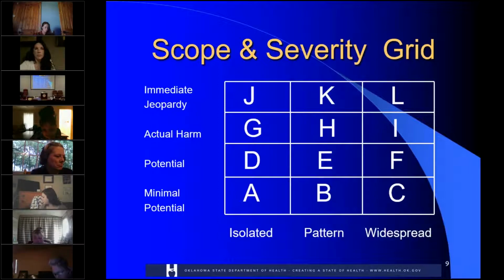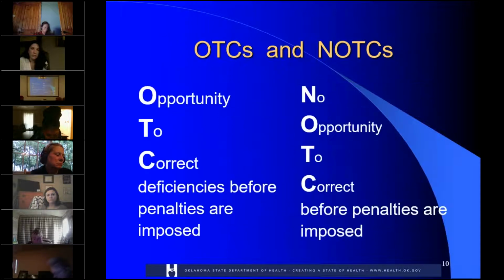The first column is isolated. The second column, pattern, and the last column, widespread. Okay, opportunity to correct and no opportunity to correct. So opportunity to correct, you're going to get an opportunity to correct those deficiencies before penalties are imposed. No opportunity to correct, well, it's the opposite. You're going to have immediate imposition of penalties.